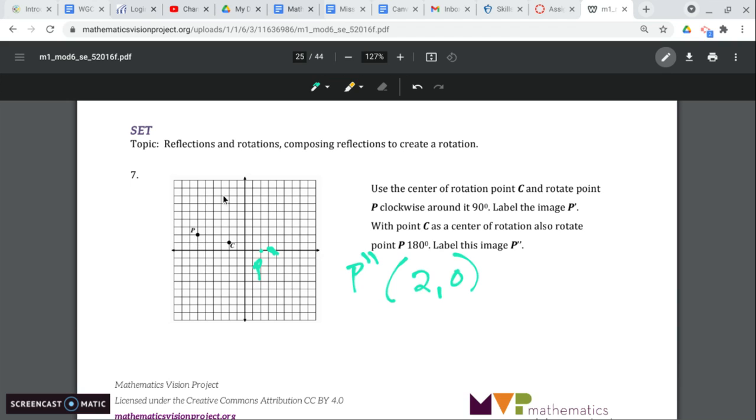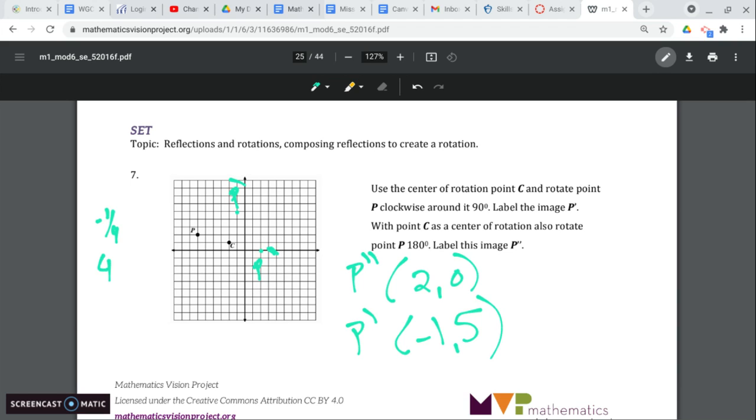Now, for P prime, remember, if we want it to make a right angle, we're going 90 degrees. That means we want the line that P and C are on to be perpendicular to the line that C and P prime are on. So we just said our slope here was down 1 and over 1, 2, 3, 4. So we've got negative 1/4 slope. Opposite reciprocal would be positive 4. So from C, we're going to go up 1, 2, 3, 4, and over 1. Right there is our P prime. So P prime is the point (-1, 5).